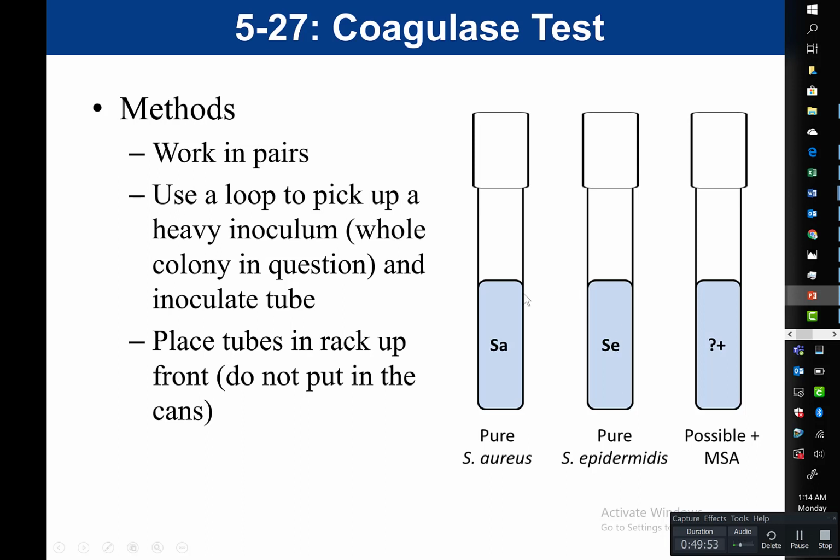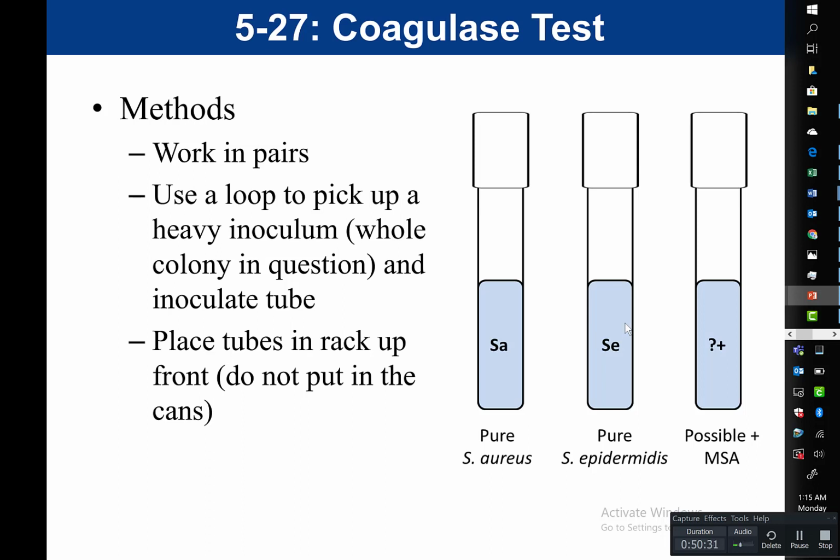1 of the tubes you would inoculate with pure Staph aureus. So we would have you take a plate that contains Staph aureus, and you would use a heavy inoculum. So a big clump of bacteria, because this is also a rapid test. This can be done in as little as 2 hours. So you take your Staph aureus, you pick it up with your sterile loop, and you would inoculate your rabbit plasma. You would repeat this using a pure culture of Staph epidermidis.